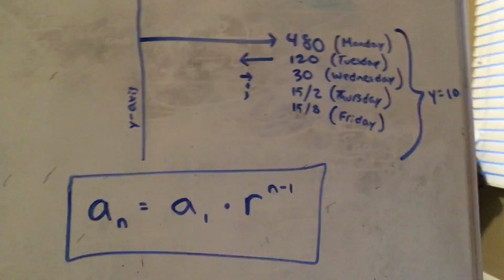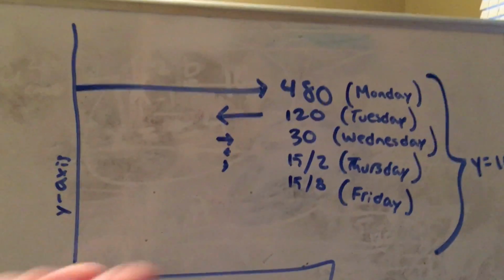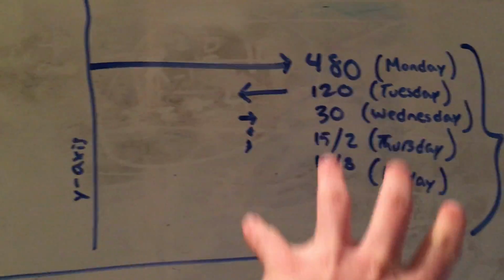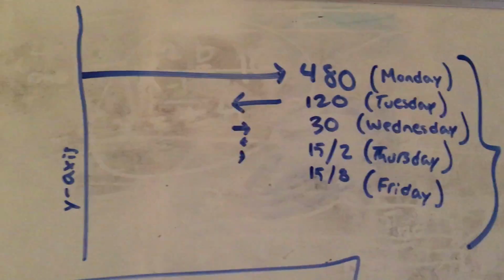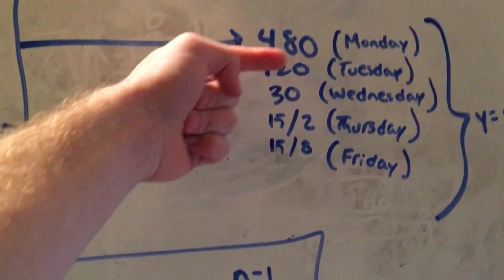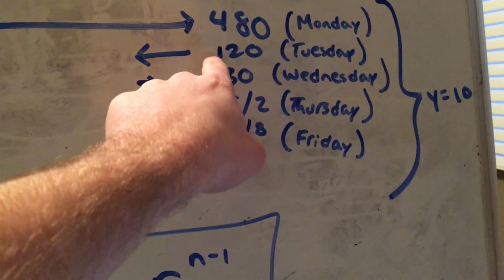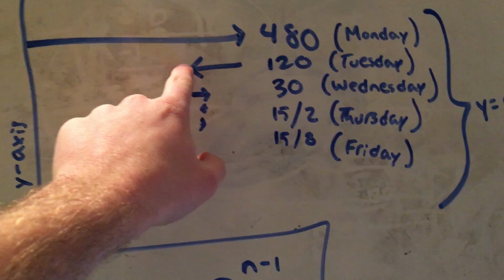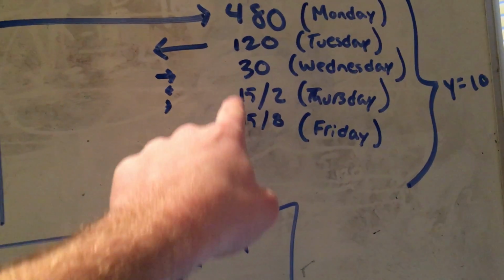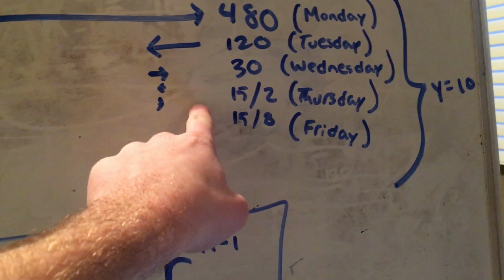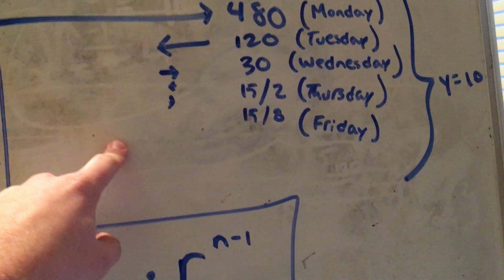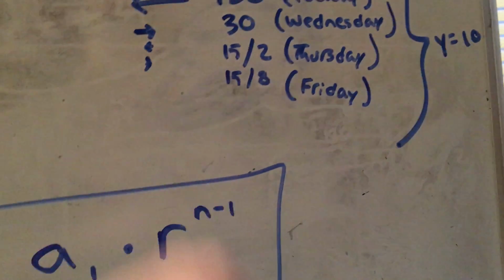Okay, so basically, we start here on Monday, and if this is the y-axis, all of this is happening on the line y = 10. The bug on Monday travels 480 units this way. Then, on Tuesday, it travels 120 units this way. Then, on Wednesday, it travels 30 units this way. On Thursday, it travels 7.5 units this way. And then on Friday, it travels 15/8 units this way.